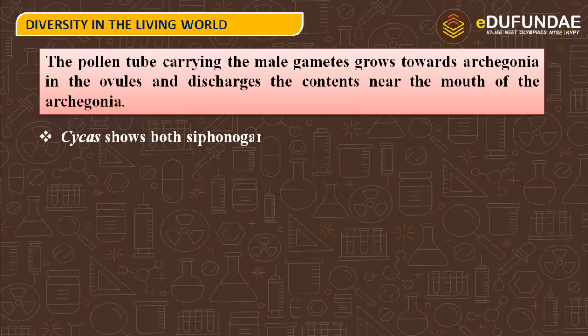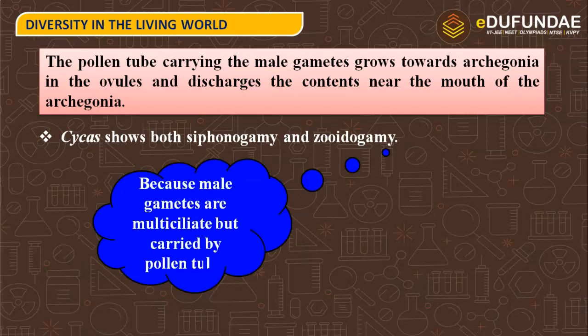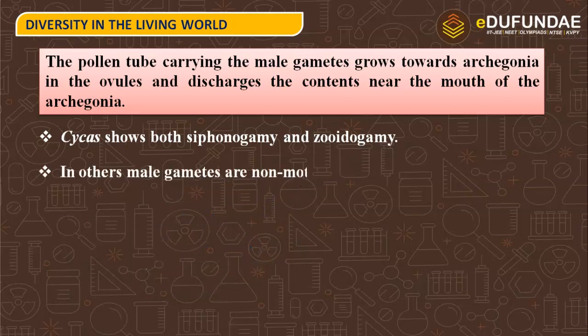The cycads show both siphonogamy and zooidogamy. And what is zooidogamy? The male gametes are multiciliate but carried by the pollen tube. So if it is being carried by the pollen tube, then it is zooidogamy. And if it is directly discharged into the mouth of the archegonia, that is siphonogamy. In others, male gametes are non-motile.